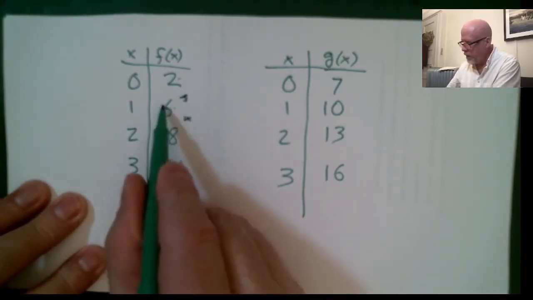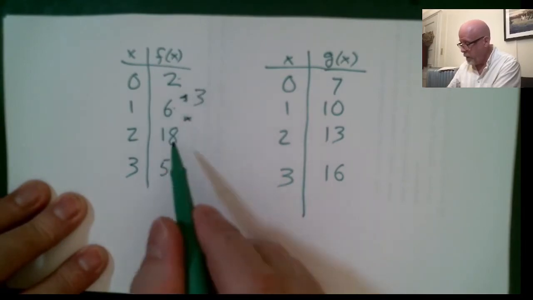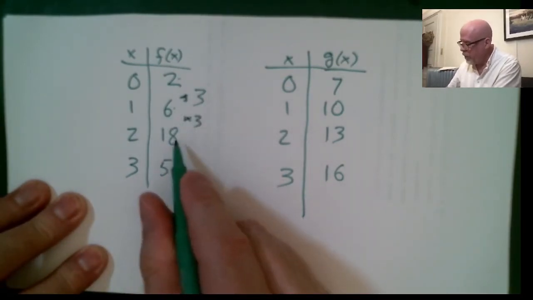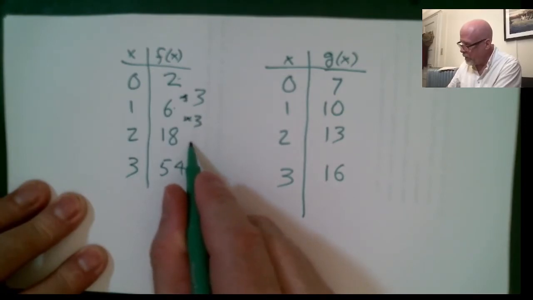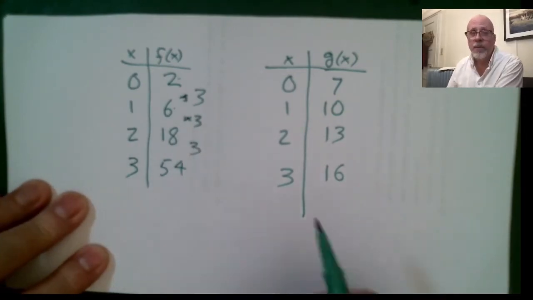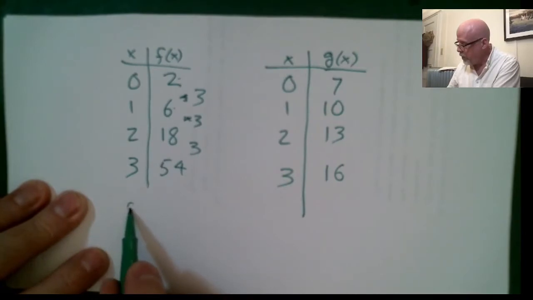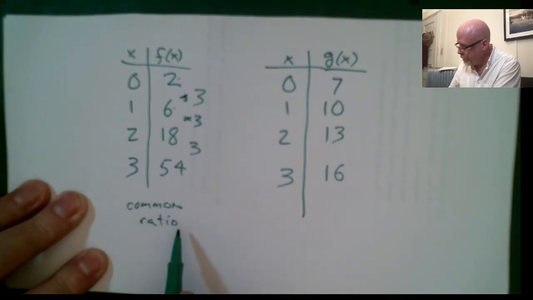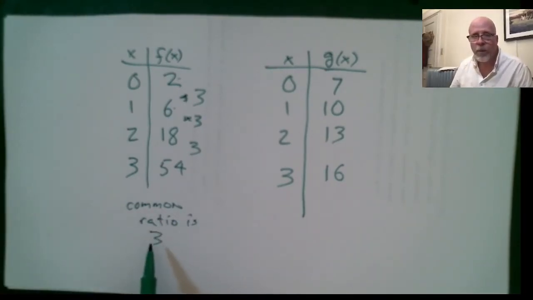How about if we divide? 6 divided by 2 is 3. 18 divided by 6 is also 3. 54 divided by 18, well, you might not spot that one, but that's 3 too, right? So here what we've got is a common ratio of 3. That will show up in the formula.